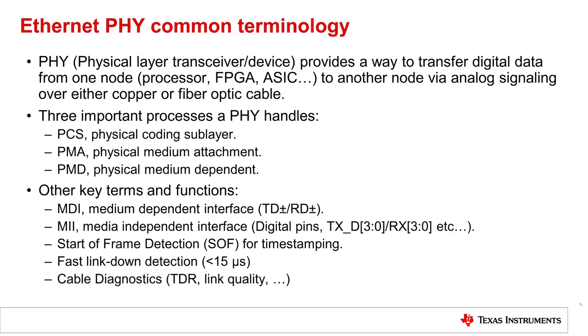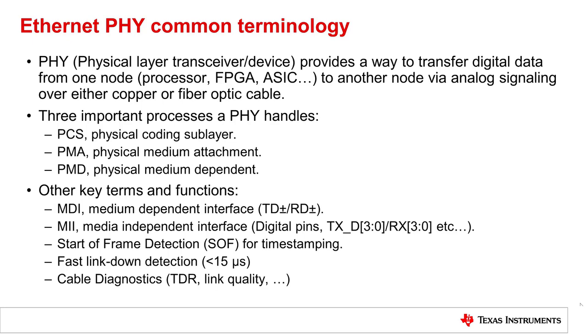There are other key terms and functions. One of them is MDI, which stands for Media Dependent Interface. So this is the TX or RX data lines. Then there is the MII, which stands for Media Independent Interface. Those are the digital pins between the processor and the PHY, typically the receive and transmit lines. Then there is start of frame detection or SOF, which is required for timestamping.